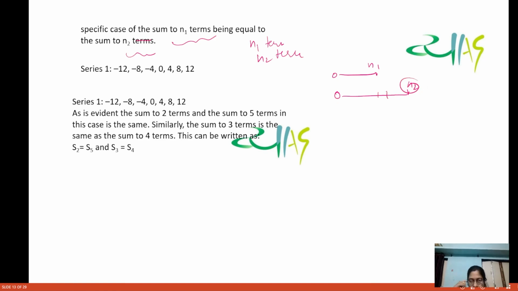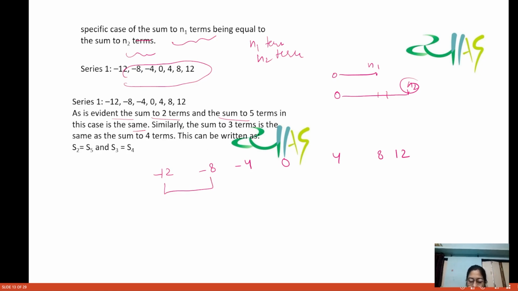So how does this happen? Just look at this. For this, look carefully. You are being given -12, -8, -4, 0, 4, 8, 12. You are given this series. Now see, as is evident, the sum to 2 terms and the sum to 5 terms in this case is the same. Now look at the sum to 2 terms.